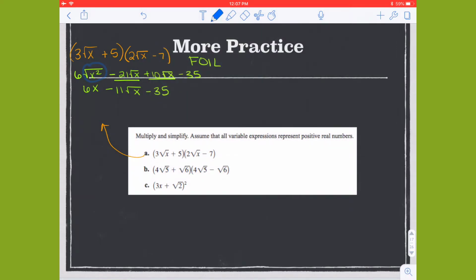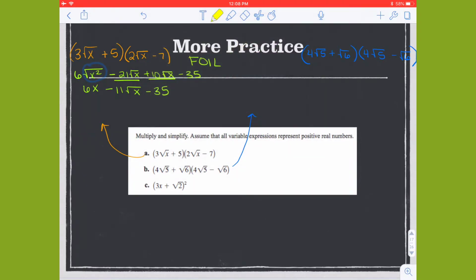Looking at my second problem, letter B, we'll do that over here. So we have 4 square root of 5 plus the square root of 6, again a binomial, multiplied by 4 square root of 5 minus the square root of 6. And hopefully you're noticing that those binomials are exactly the same, but they have opposite signs, therefore conjugates. So you're already beginning to think, okay, I know my outer and my inner term are going to cancel out.